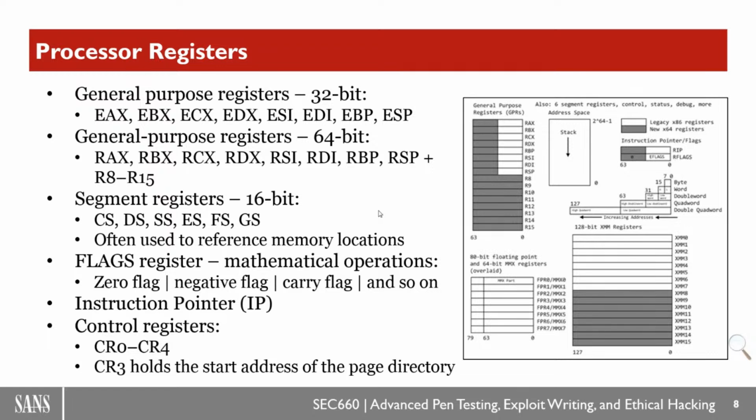Control registers are another example. They are used for different things. One notable example is control register 3. I did a stream last Friday, actually, and I had Daniel Fernandez on, who is one of my co-authors on the Gray Hat Hacking book series, and he wrote chapters on hypervisor exploitation and debugging. He explicitly showed that control register 3 holds a pointer to the start of the page directory for a given process.